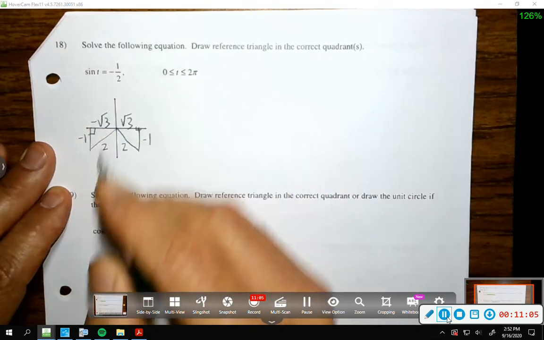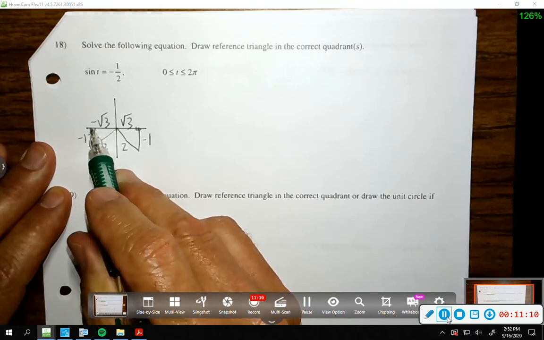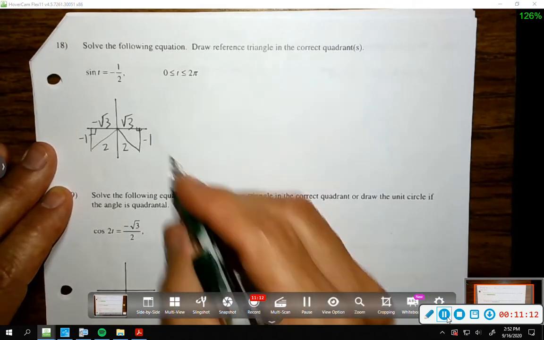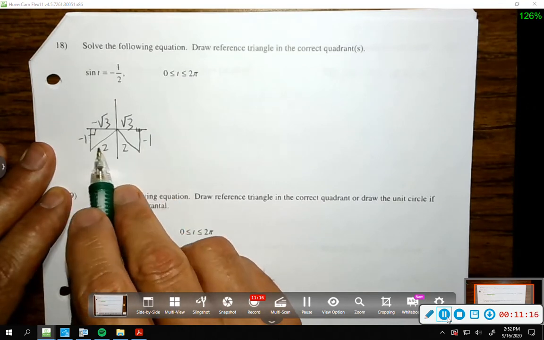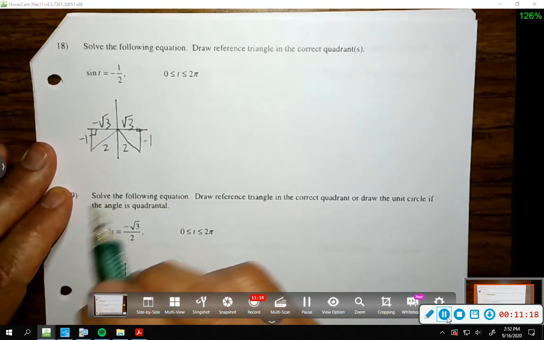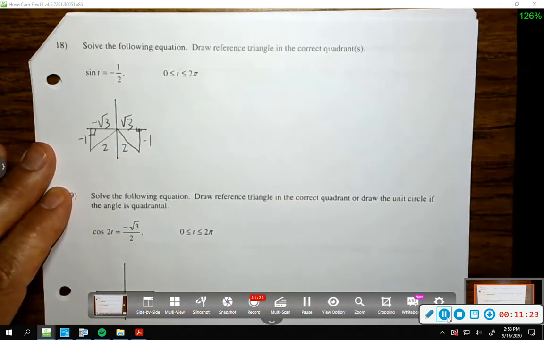Notice that I labeled these sides with negatives. I want to indicate backwards is a negative, down is a negative. We can see why the sine is negative in these quadrants, because the opposite is always going to be negative and the hypotenuse is always going to be positive. Where the sine would be positive up here, because the opposite would be positive 1.